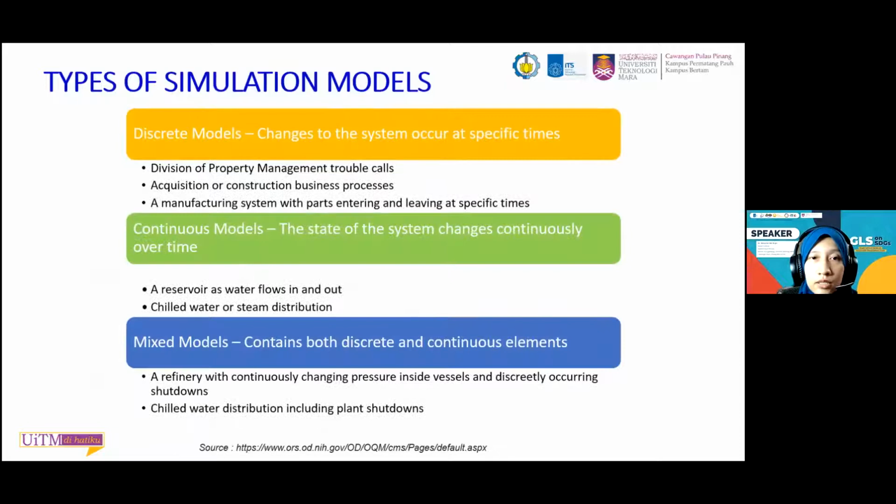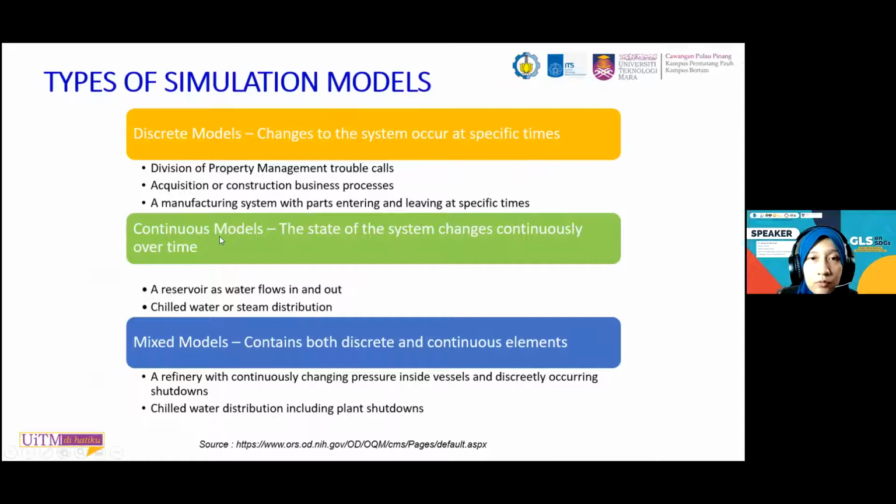Okay, these are some example types of simulation models that we have. For example, here is a discrete model, where changes to the system occur at specific times. For example, property management trouble calls, construction business processes, or a manufacturing system in which parts enter and leave at specific times.